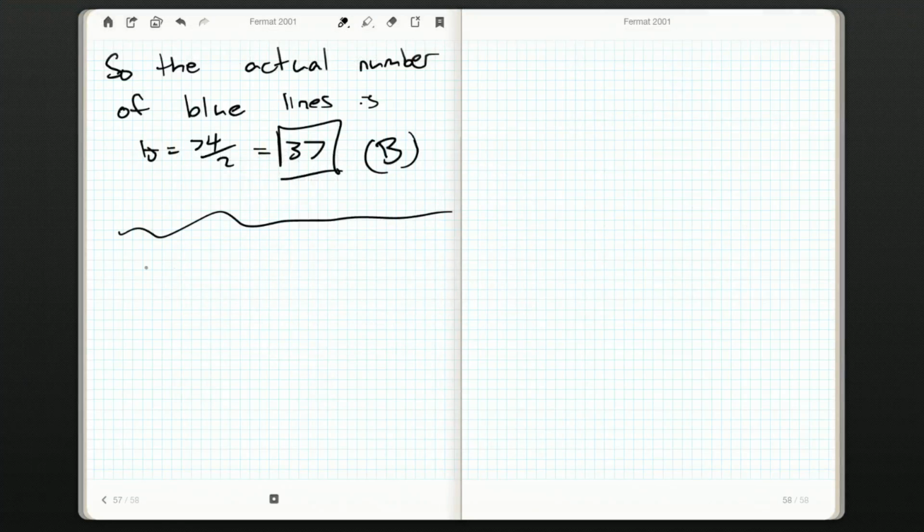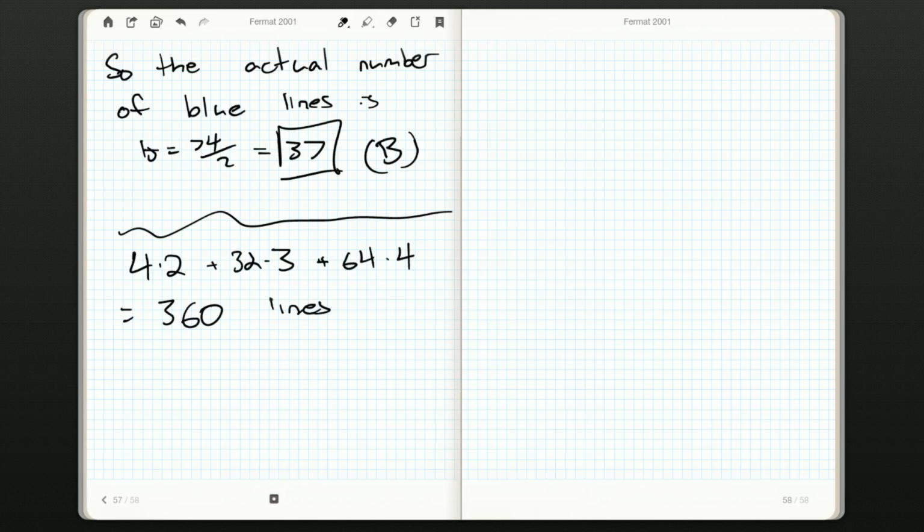So if we'd done the other way, we would have worked out 4 corner dots, each of them having 2, plus 32 edge dots, each of them having 3 line segments, plus 64 middle dots, each of them having 4 line segments. So that's 8 plus 96 plus 256 for a total of 360 lines, but each is counted twice because we're counting each of them by their endpoints. 360 over 2 is 180.